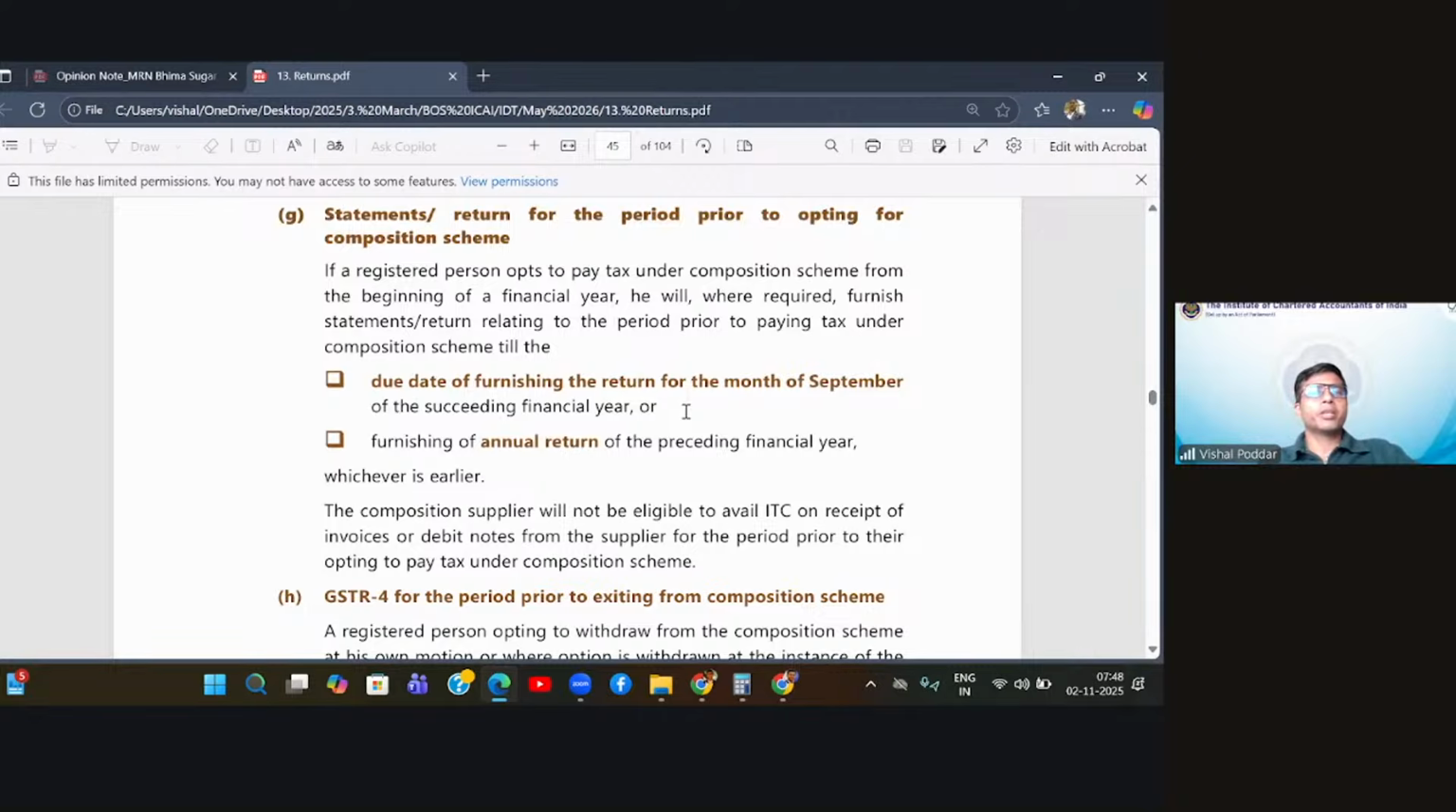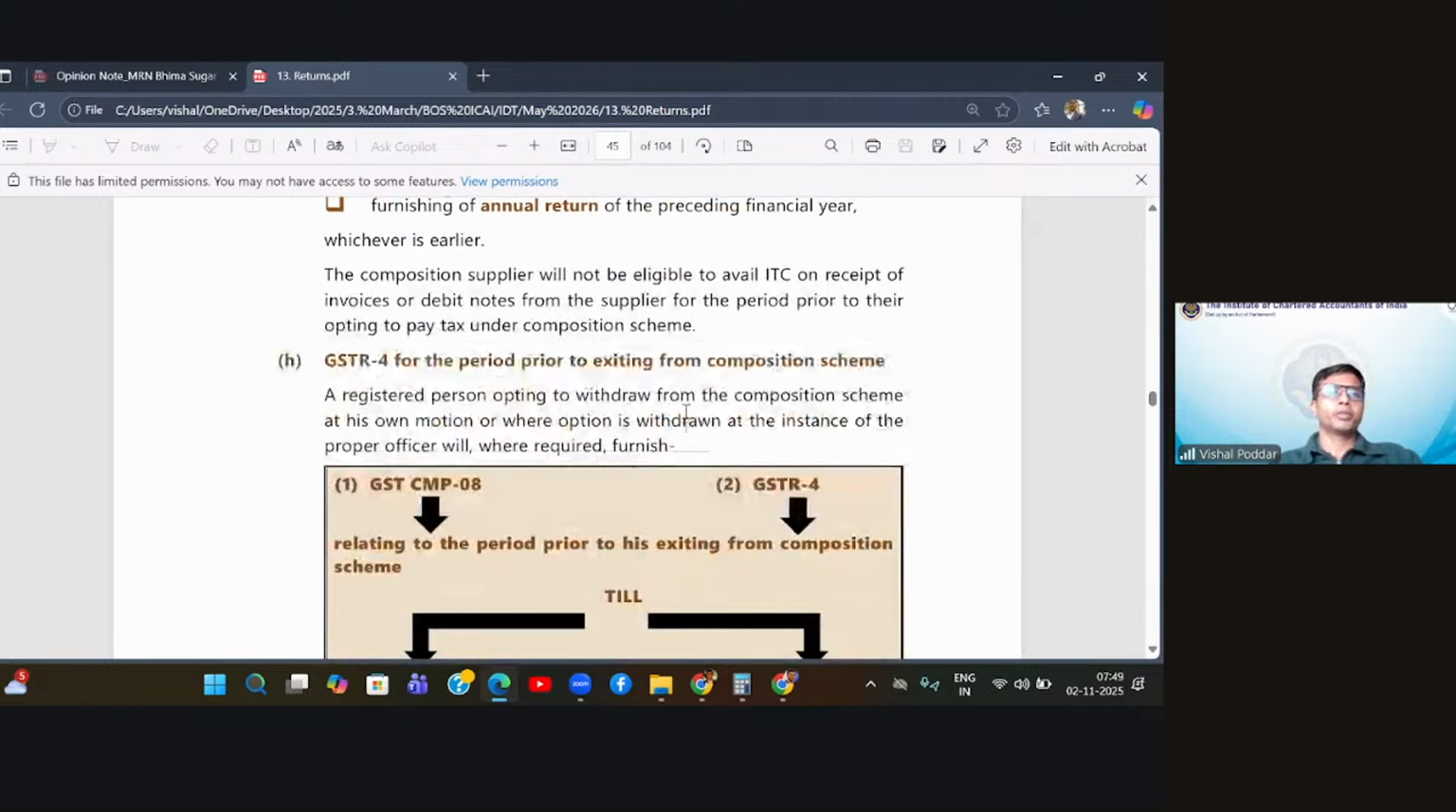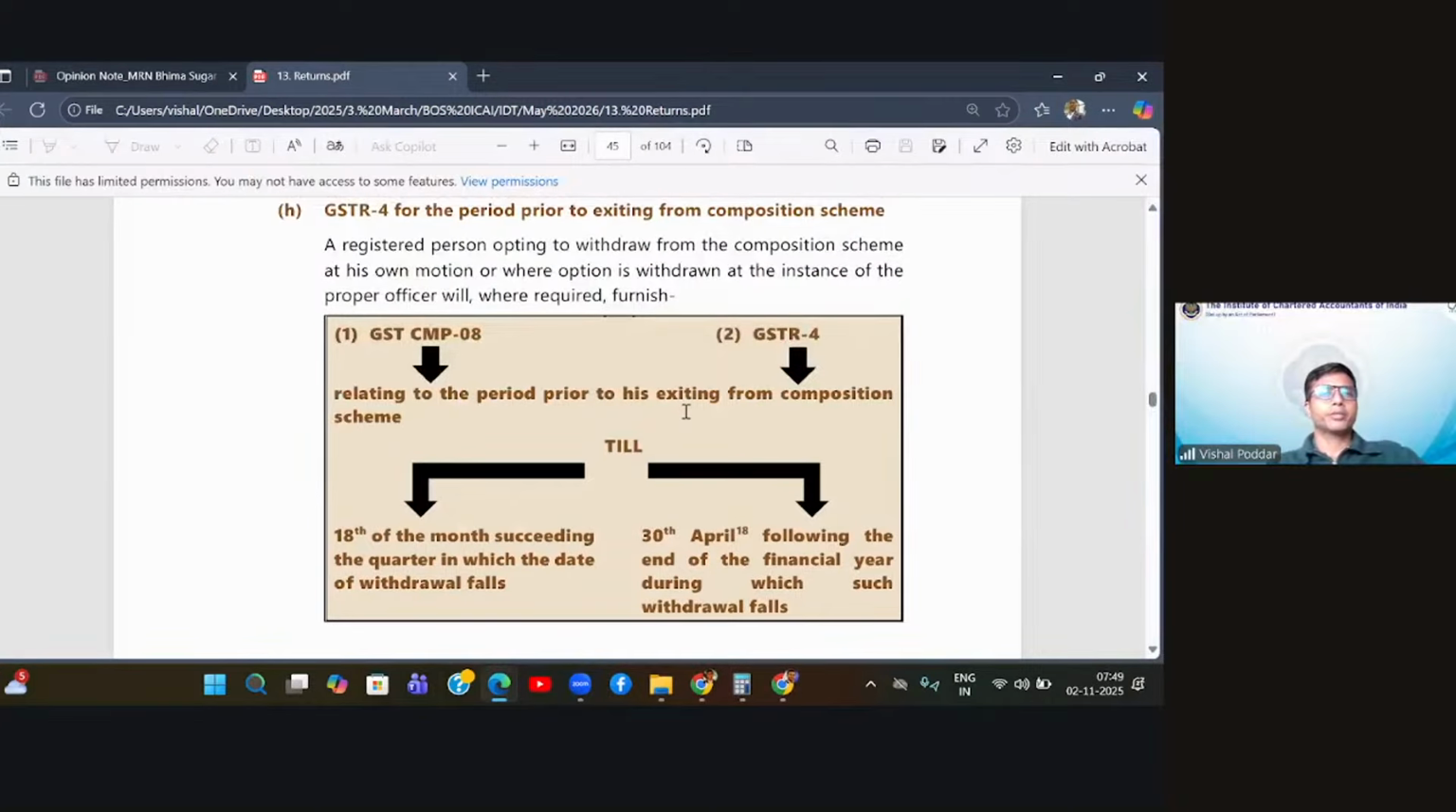So this point is basically clarifying that even though in this current financial year, from 1st April 25, I have become a composition dealer, I will still be required to do all the compliances of my last period's returns where I was a regular dealer. So all those returns will be filed by me as a regular dealer only in the current period, even though in the current period I have become a composition dealer. Next, please read.